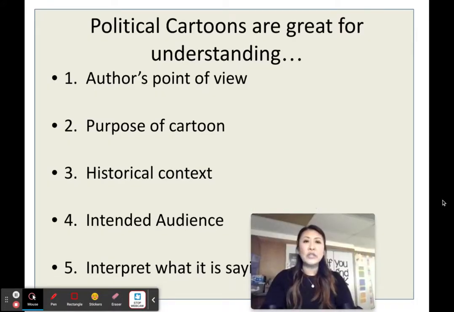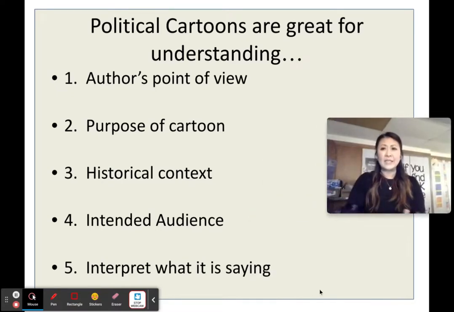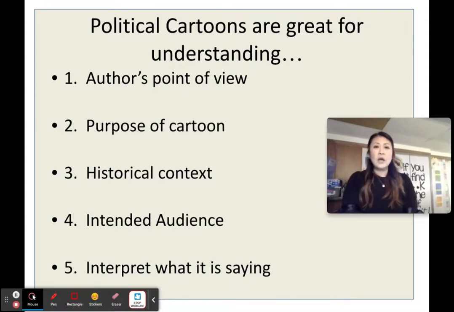Let's understand that political cartoons are really great for understanding techniques in literature. It's a really great tool to sharpen your skills when you're talking about author's point of view. Author's point of view sometimes is hidden when you're reading something fictional. But in a political cartoon, it is very evident what the point of view of the author is, and really the intent of the content created.